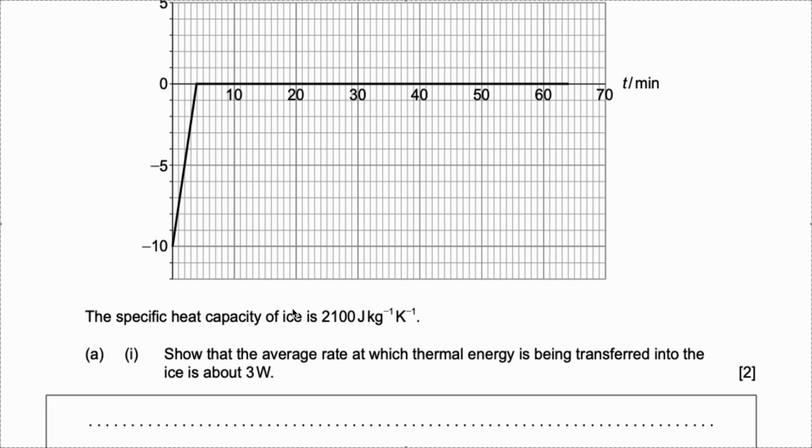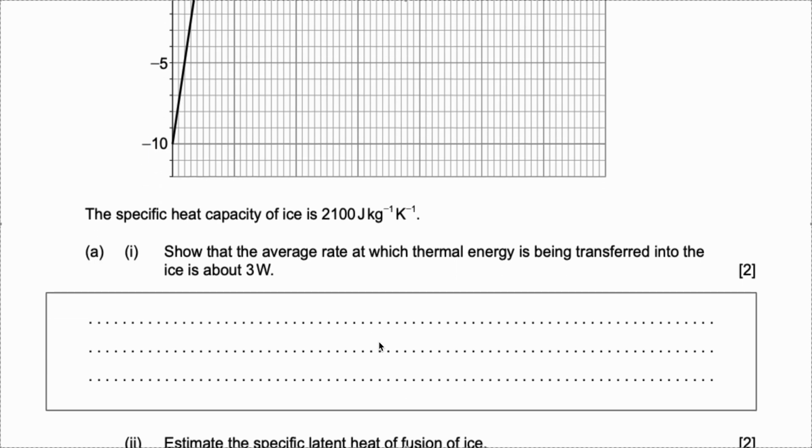They tell us that the specific heat capacity of the ice is 2100 joules per kilogram per Kelvin. Part A: show that the average rate at which thermal energy is being transferred into the ice is about 3 watts. Look at your formula booklet and think, what formula has the term for specific heat capacity? There's only one, and that is E equals mc delta T, where E represents energy and c is the specific heat capacity.